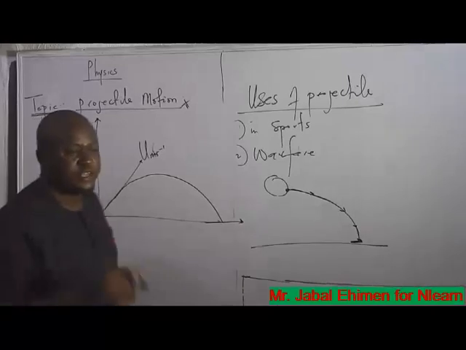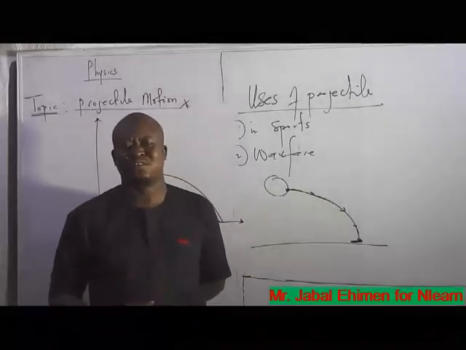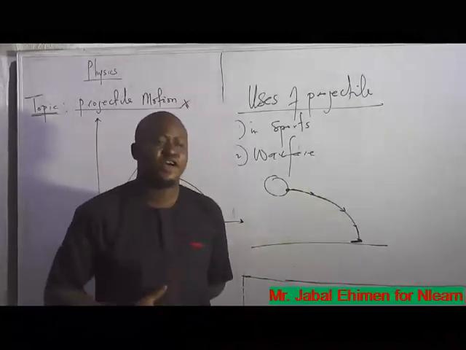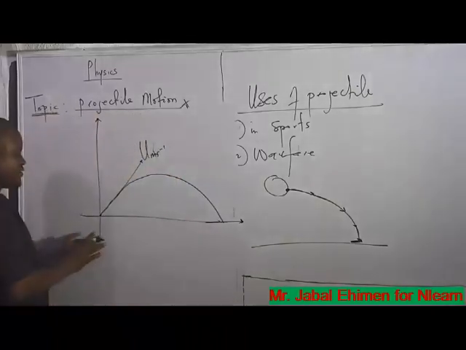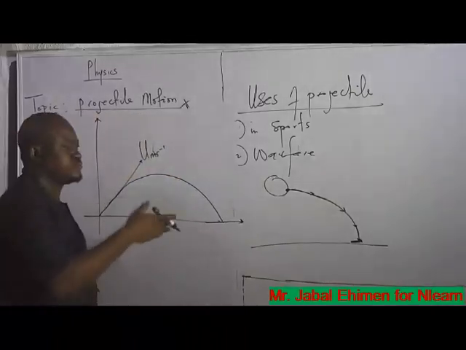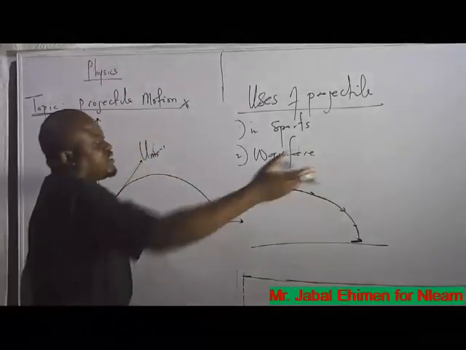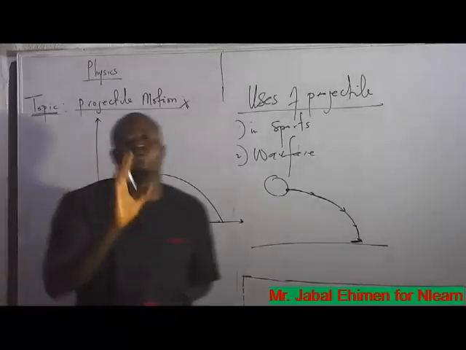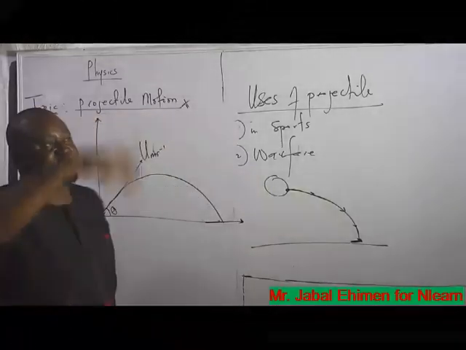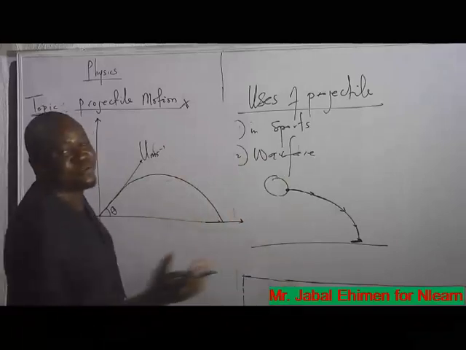Now the question you're asking yourself, you always hear teachers use the word component. What's the meaning of this thing called component? Components just simply mean the vertical direction with respect to the angle and the horizontal direction with respect to the angle. And don't forget there is an angle here, theta. That is called the component.